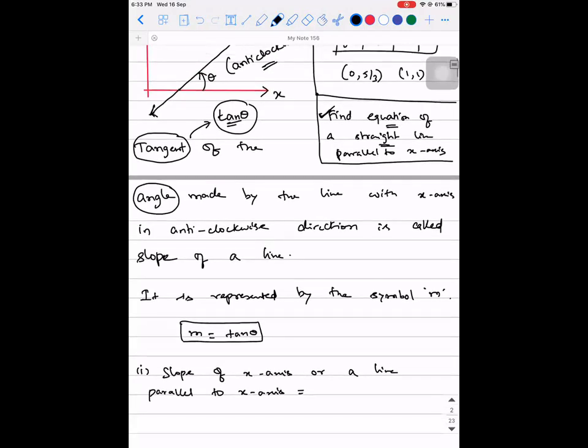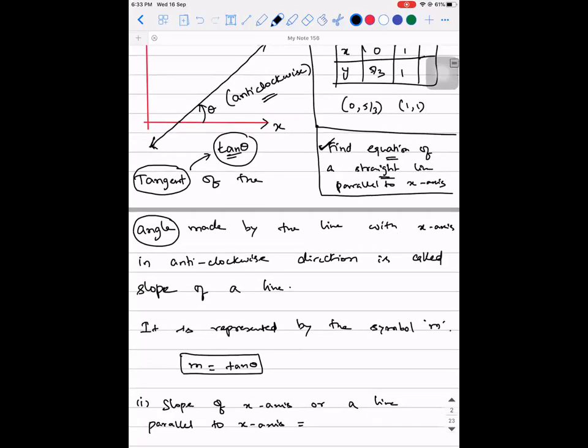So for you to define the slope, what are the two questions you need to ask? What is the angle made by that line with whom? With the x-axis in anti-clockwise direction. So what is the angle made by the x-axis with itself in the anti-clockwise direction? 0 degrees, sir. So that will be tan 0 and the answer will be 0.